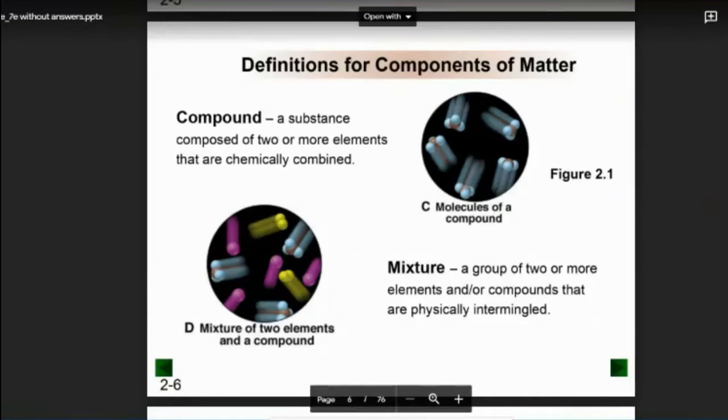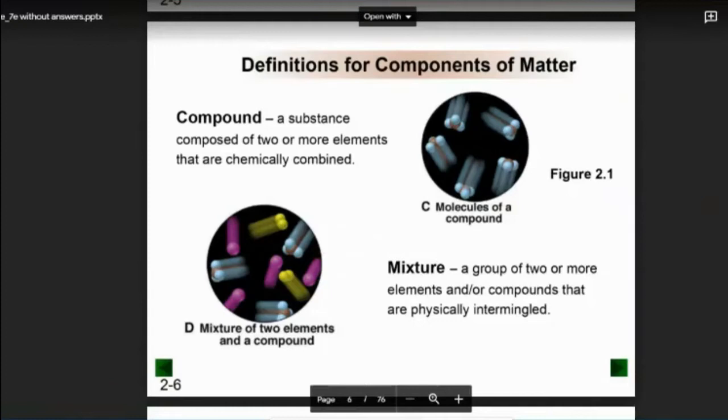The opposite of a pure substance is a mixture. So we look at D, they've taken all 3 of those things and mixed them together. And it's 2 different things. It's either 2 different elements with a compound or 2 different compounds. Any way they throw them together, they're mixed together. That's hence the name mixture.